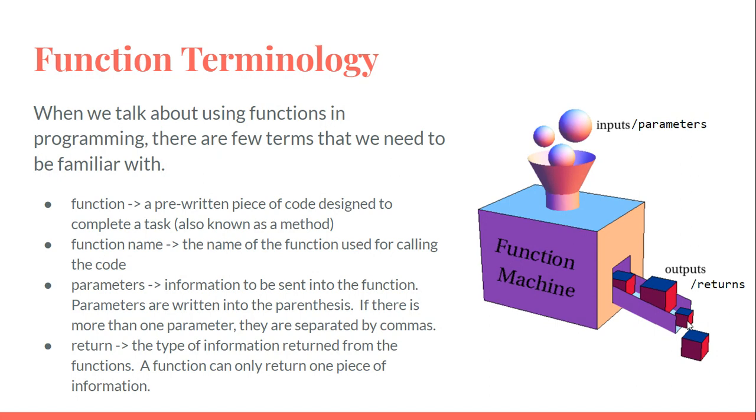caller from the function. Usually, a function can only return one piece of information, and typically we either output that information in a document.write or window.alert, or we store it in a variable, or we use it in a calculation.